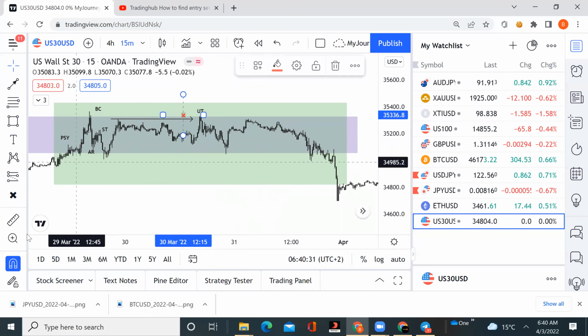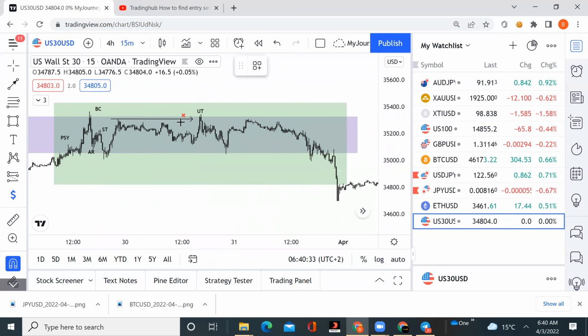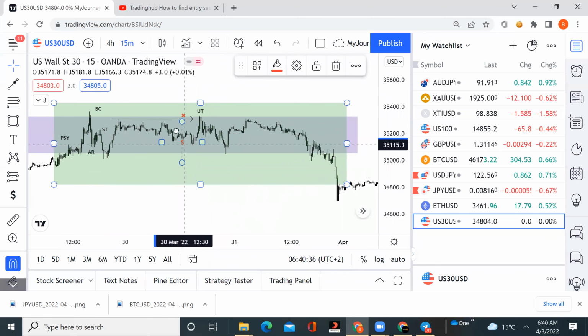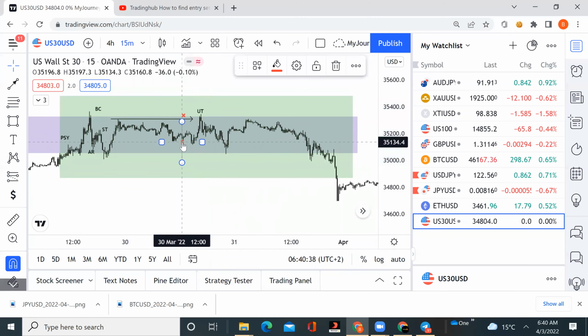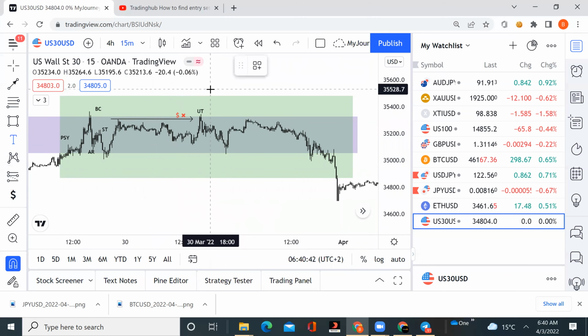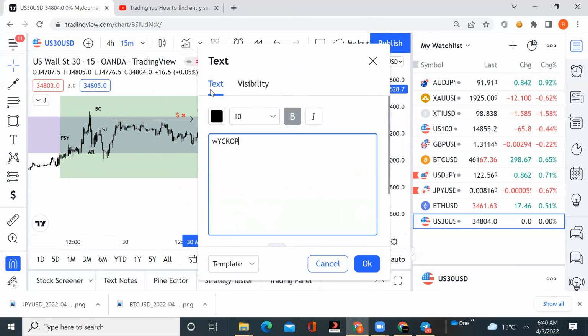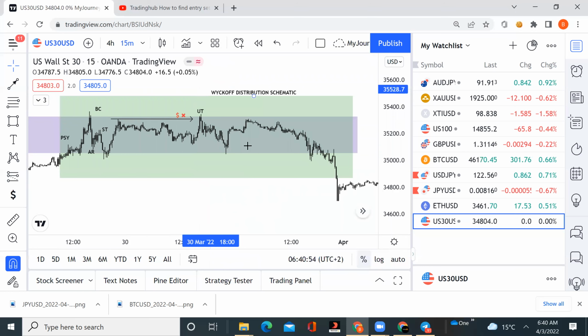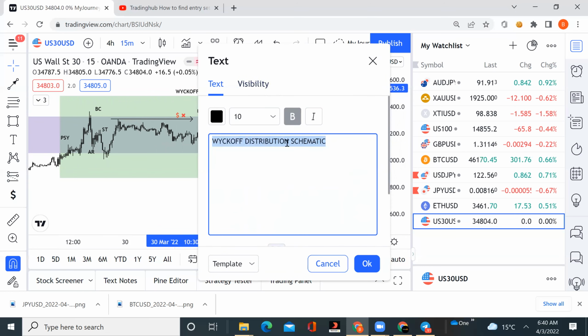You mustn't be very strict on the words. You must just understand what it means. That's going to get you far in trading, understanding the market. So as you can see, this is a Wyckoff distribution schematic on the 15 minutes.